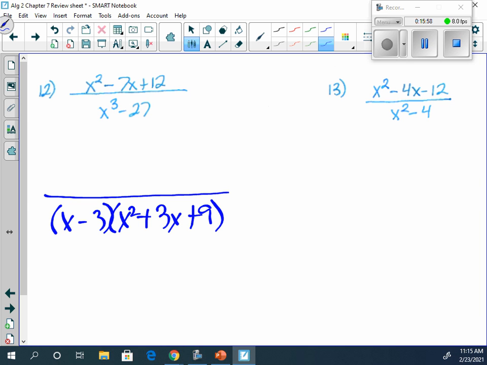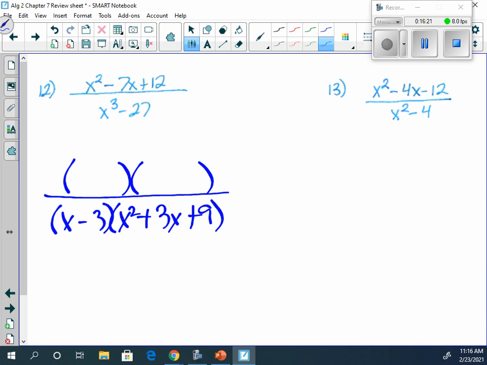So we're not going to worry too much about that factoring, but we can go on and look at the numerator and see how this works out on a whole. So the x cubed minus 27, if we did factor it down, it would be x minus 3 times x squared plus 3x plus 9. That's just how that works. We went over that a good bit. But let's look at the numerator.